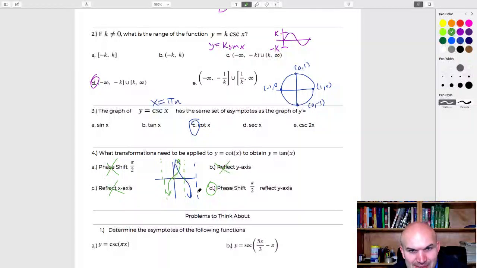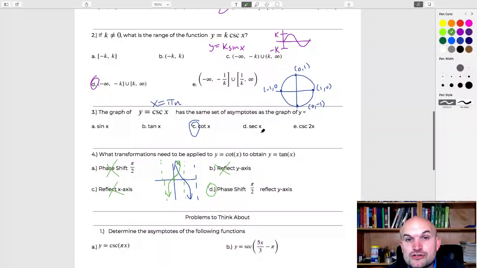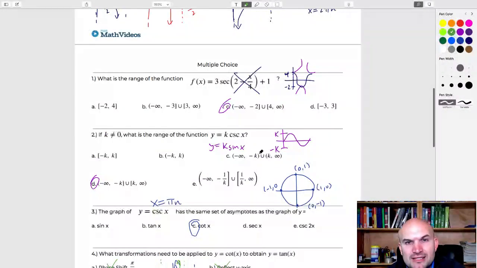So there you go, ladies and gentlemen. That is our answers for graphing our trigonometric functions.